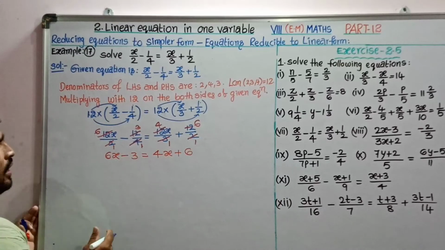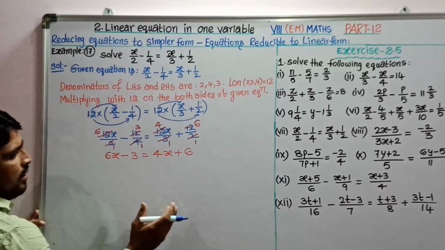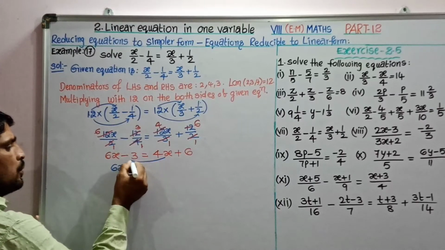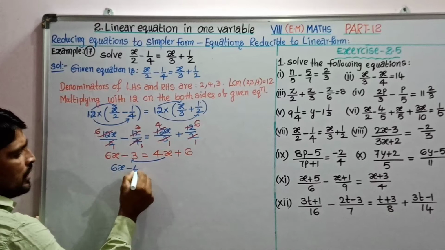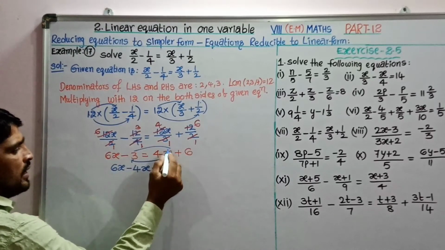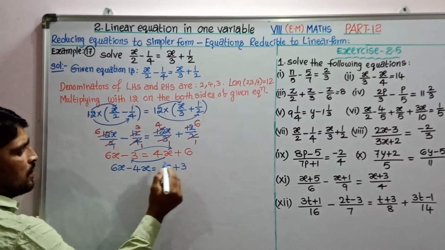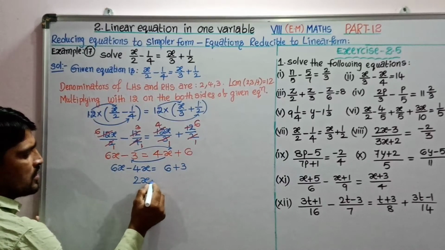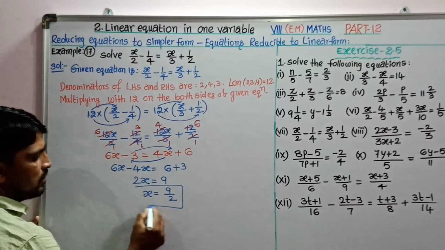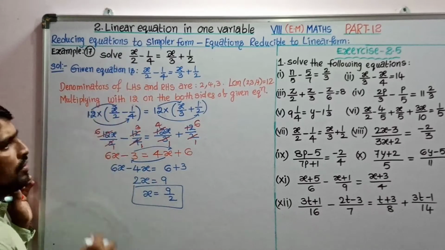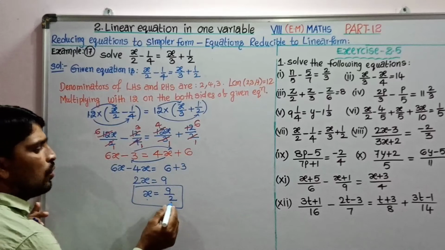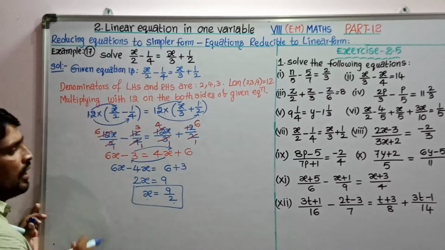So taking variable terms to one side and constant terms to another side, that is 6x, transpose 4x to LHS, we get minus 4x. In RHS keep plus 6 and transpose minus 3 to RHS, we get plus 3. 6 minus 4, that is 2x equal to 9. x equal to what? 9 by 2. Solving the given equation means we have to find the variable value, that is x. So x equal to 9 by 2 is the solution of the given equation.